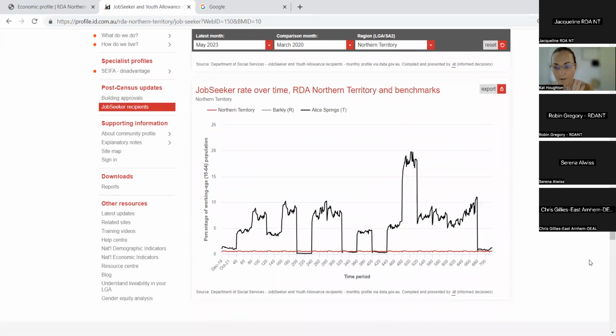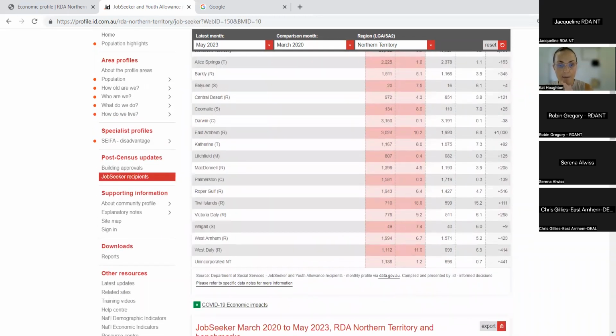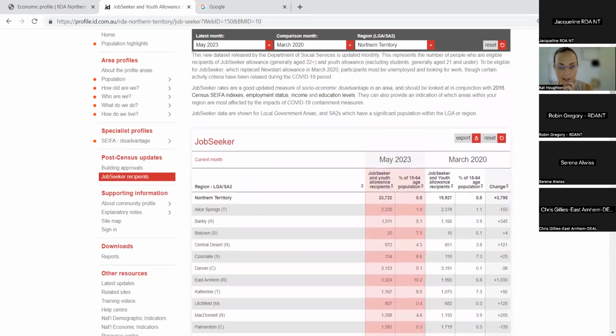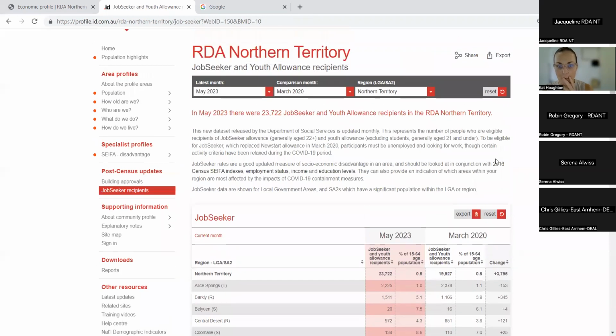I know I'm moving fast down to the bottom of the page, but you can actually break this down, and I can break this down for you, Jack, or for your community. You can't see it very well on here, but we can show you over time what's been changing in your community. That's important because it can give you an idea of what particular events happened at what time to change your level of JobSeeker or Youth Allowance recipients. So that's another really good one to monitor.